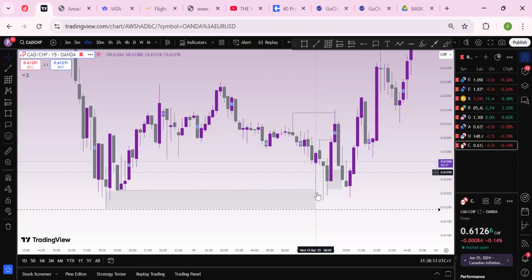Or even using the wick, 50% of the wick. You place an entry on 50% of the wick. If you miss this first one, you take your continuation entry from here, and boom, still the same thing. So it's every reason that shows that price is going to still come back.